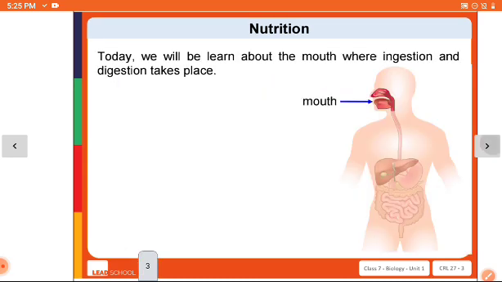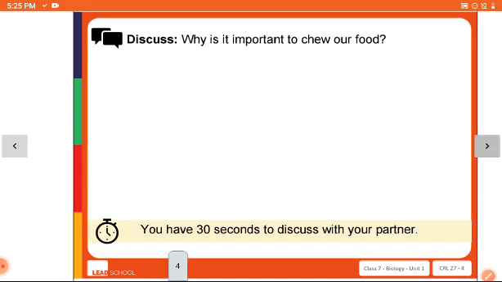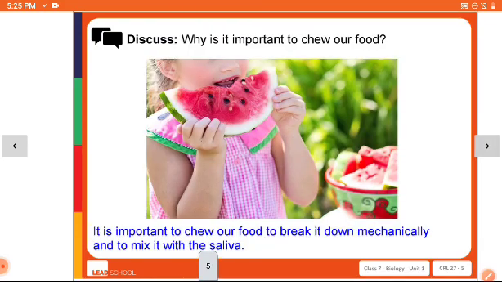So nutrition, we will learn about the mouth, where ingestion and digestion take place. How? We learn later. Why is it important to chew our food? The reason is that it is important to chew our food to break it down mechanically and to mix it with the saliva.